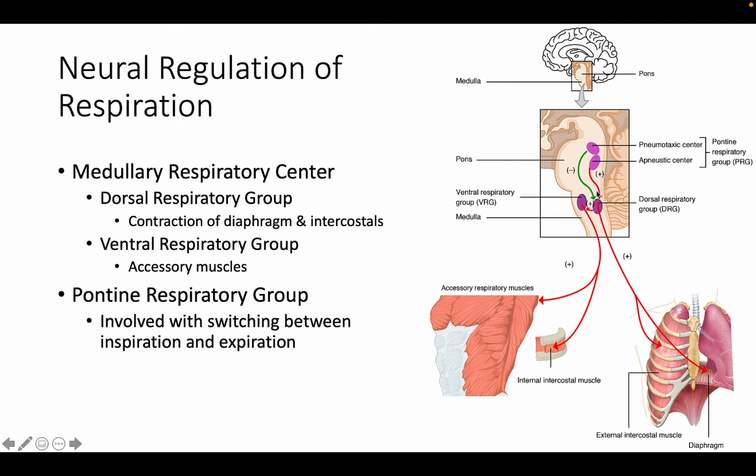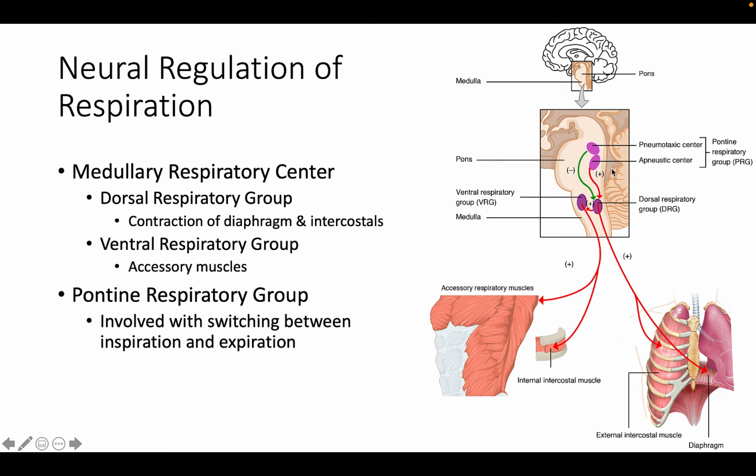So this inhibits neurons in the dorsal respiratory group. So sorry, this one here, pneumotaxic, inhibits. And this allows relaxation after inspiration. So the apneustic activates it and the pneumotaxic inhibits it. So basically it is involved in switching between inspiration and expiration.